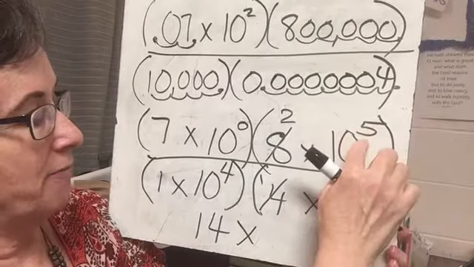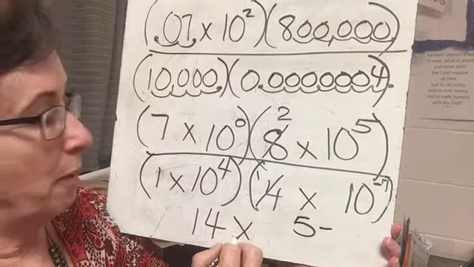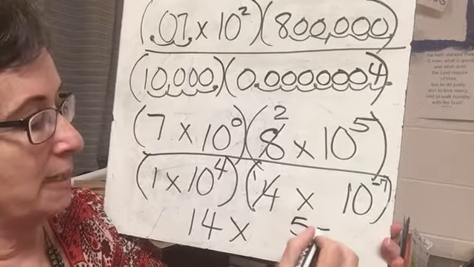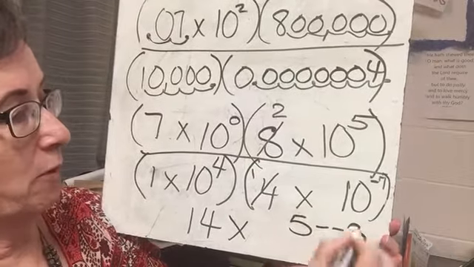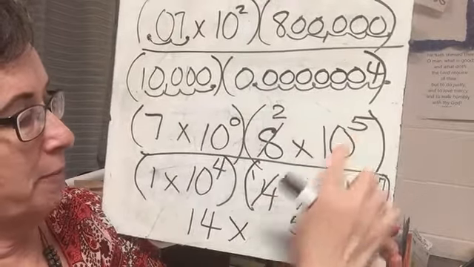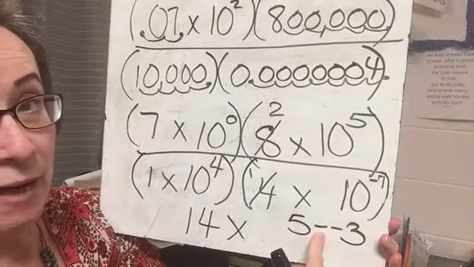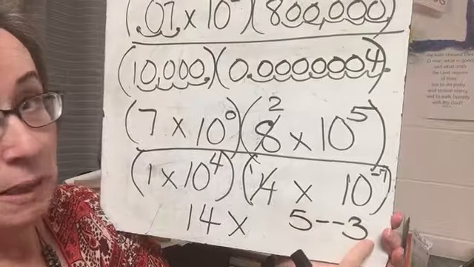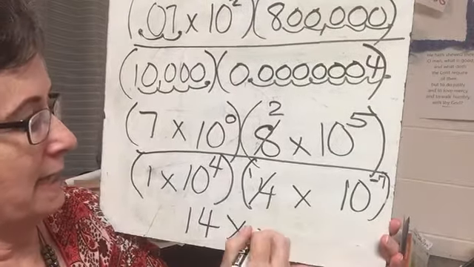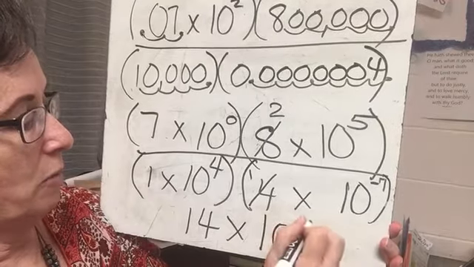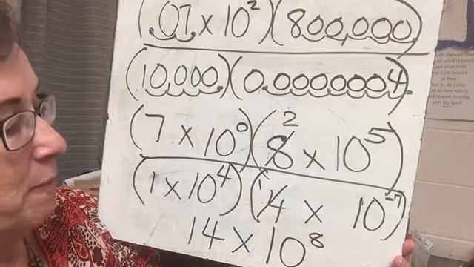So a 10 to the 5 divided by a 10 to the negative 3 is minus a negative 3. So this is my exponent work here. I took the 5 from the top and the negative 3 from the bottom, and I subtracted them. 5 plus 3 is 8. So this is going to wind up being 10 to the 8. Okay? And that makes good sense.